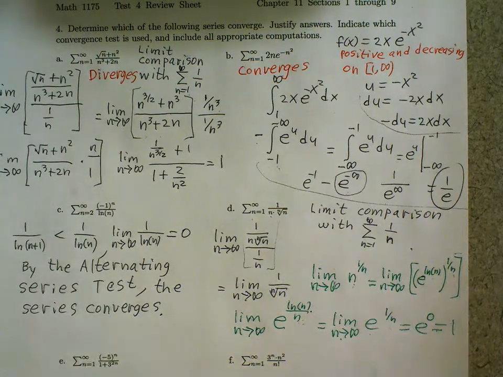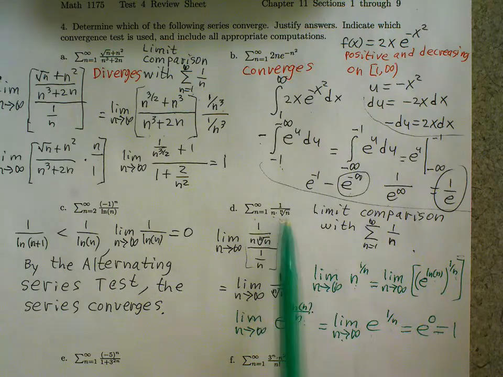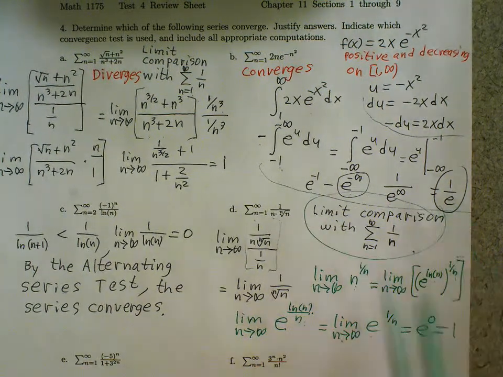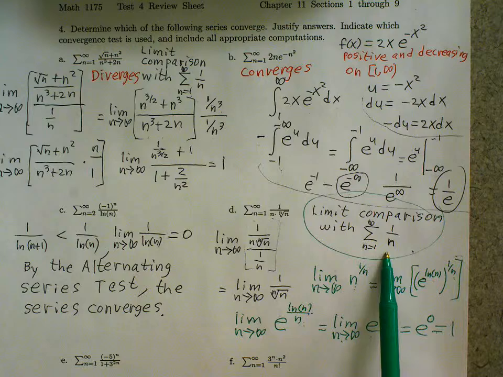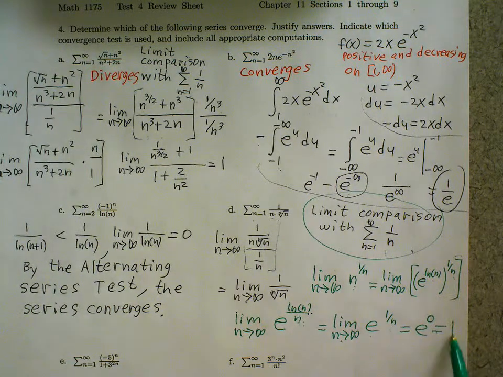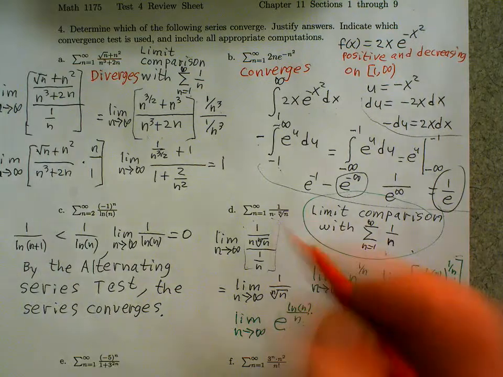What does that mean? We're trying to determine if this series converges or diverges. Yeah, it diverges. We use the limit comparison test with a series that diverges. And the limit comparison gave us a limit that's positive. So that means both series do the same thing. So this series diverges.